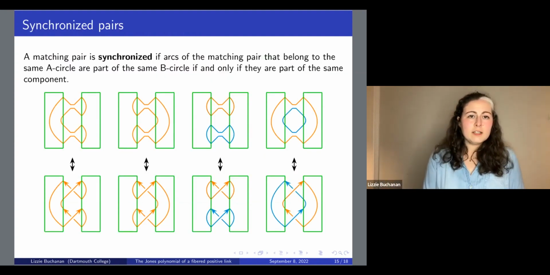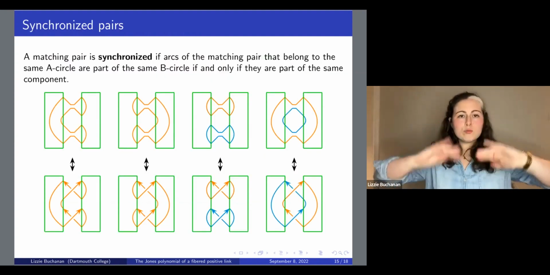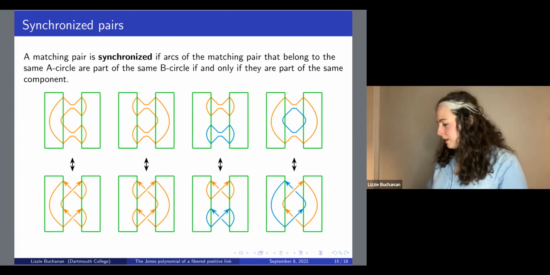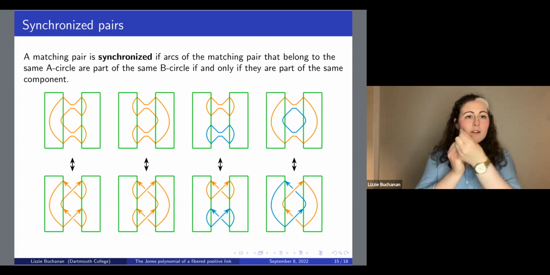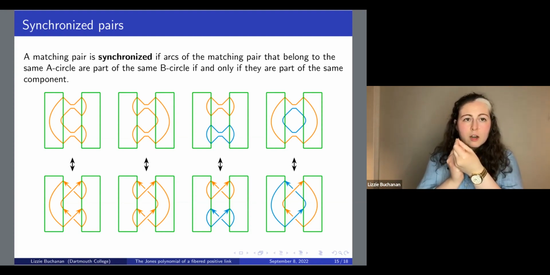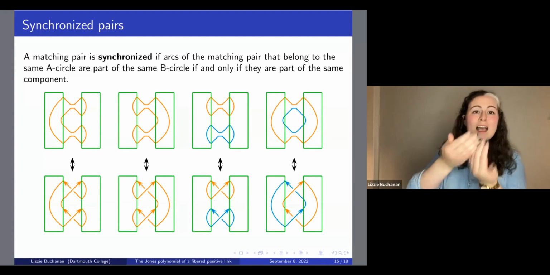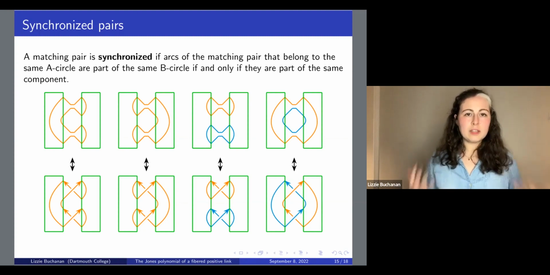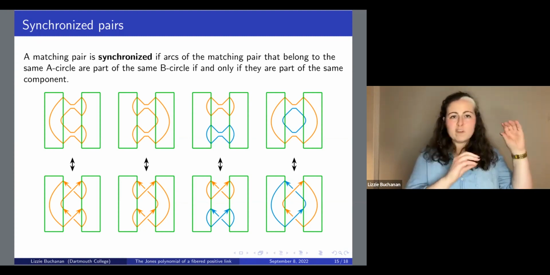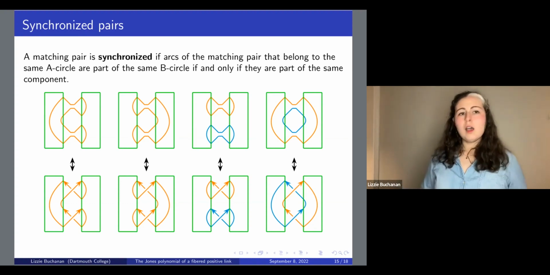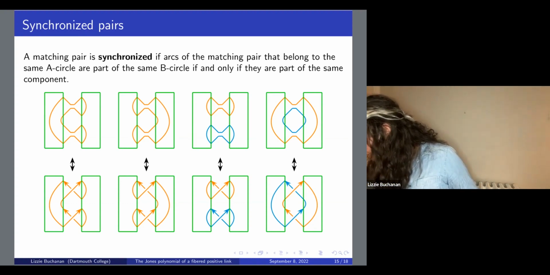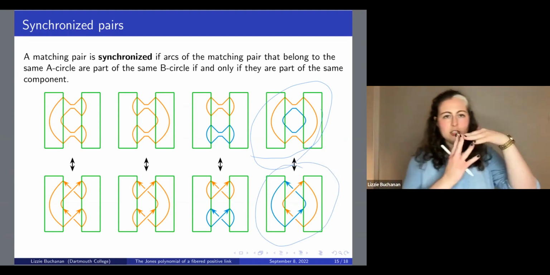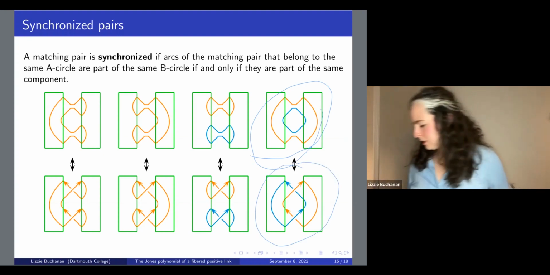So a matching pair is synchronized essentially if exactly those rows of pictures match up. So more precisely, if every pair of arcs that are part of the same A circle are also part of the same B circle exactly when they're also part of the same link component. So that's what it means to be synchronized. But really what that means is the two rows of pictures on the previous slide exactly match up. So we would say that if you had B circles that looked like this, and your components looked like this, and they matched up, this is synchronized. It's a synchronized pair.